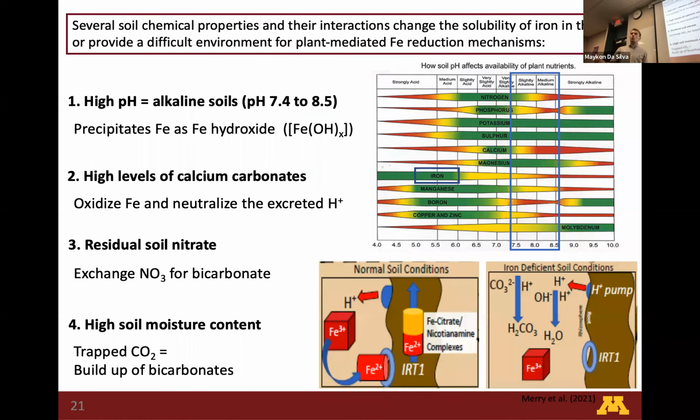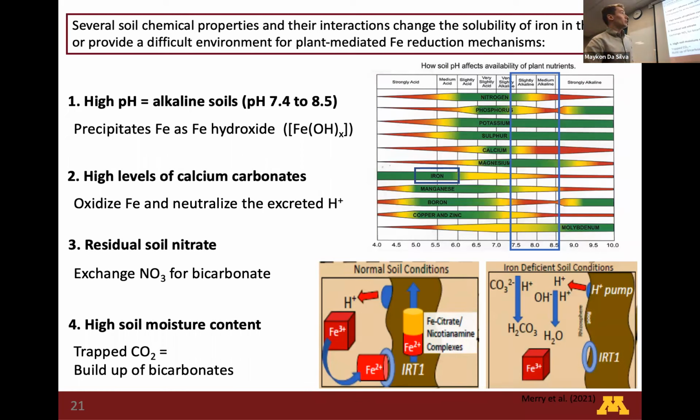But there are several soil chemical factors and their interactions that change the solubility of iron in the soil and/or that provide a difficult environment for these plant-mediated iron reduction mechanisms. And one of them is high soil pH. Alkaline soils with a pH ranging from 7.4 to 8.5 precipitate iron as an iron hydroxide. The problem is that in the soil, iron hydroxides have very low solubility, reducing iron availability and causing deficiencies.